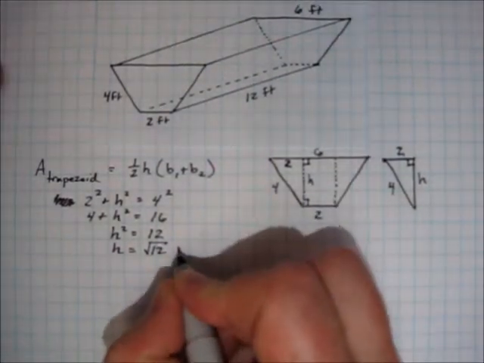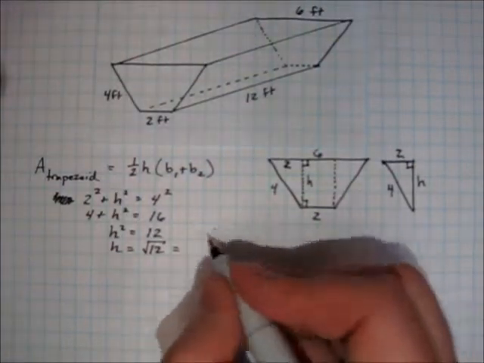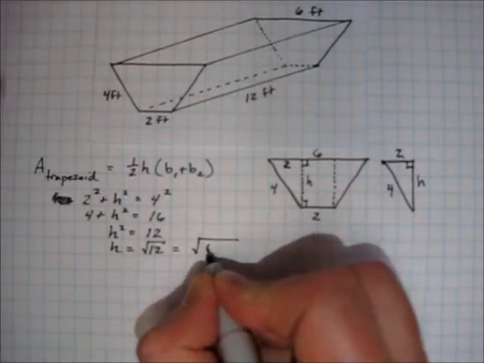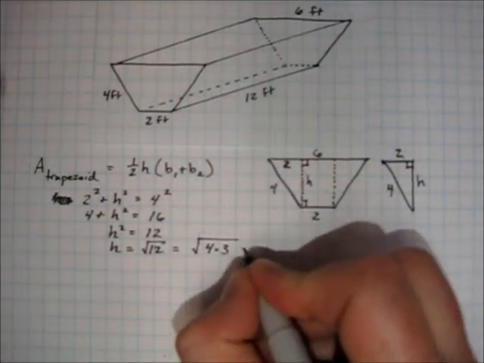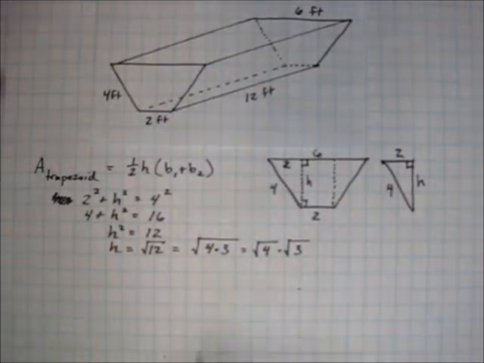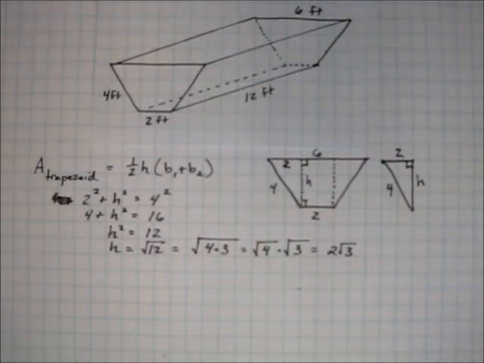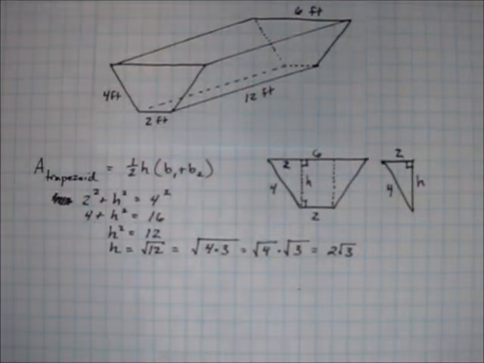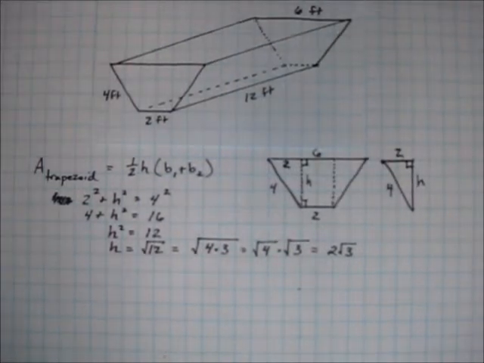And if you remember back to maybe a former algebra class, the square root of 12 can be written as the square root of 4 times 3, because 12 is 4 times 3. And so you can write this as the square root of 4 times the square root of 3, and the square root of 4 is 2. So you can simplify square root of 12 down to 2 square root 3. So that would be the height of our trapezoidal base.